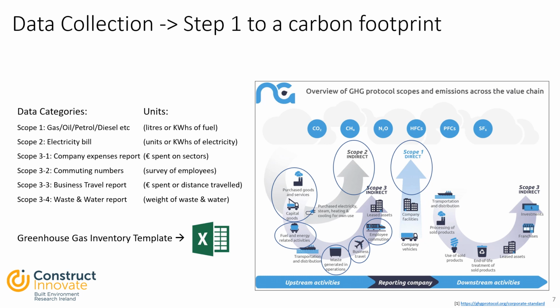Scope 3.3, business travel reports. We can do this either through euro spent on business travel or the distance travelled. Obviously, the mode of transport needs to be there as well to understand the emissions associated with business travel. Scope 3.4, waste and water report. The units here are the weight of the waste, or the volume of water that's used. These data can be put together in the greenhouse gas inventory template that's developed by the University of Galway to capture all of this information.